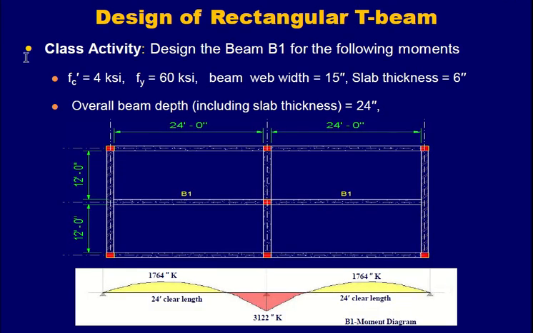It was designed as a class activity, but since there are no classes and the thing is online, so go through it, design the beam B1. You can clearly see this is B1. For the following moments, material properties are given, beam dimensions are given, slab thickness is given, overall beam depth is given, and the moments are provided. Okay, so just design for these moments. This is your homework. You have to do this.